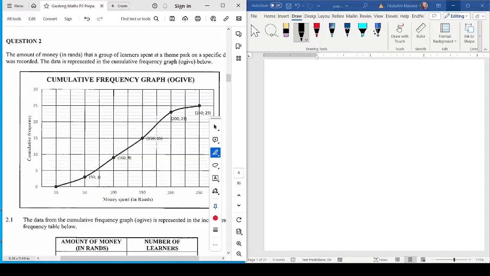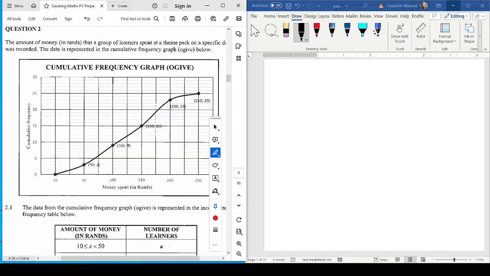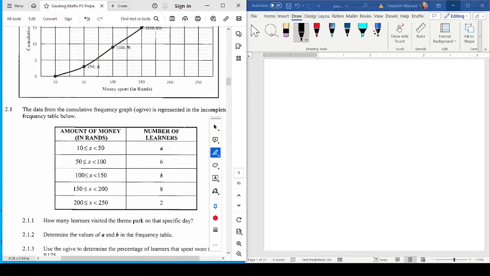Okay, let's read question number 2 now. The amount of money in rands that a group of learners spent at a theme park on a specific day was recorded. The data is represented in the cumulative frequency graph, or ogive, below. The thing to remember with an ogive is that these values are accumulated. It's always a tricky part.